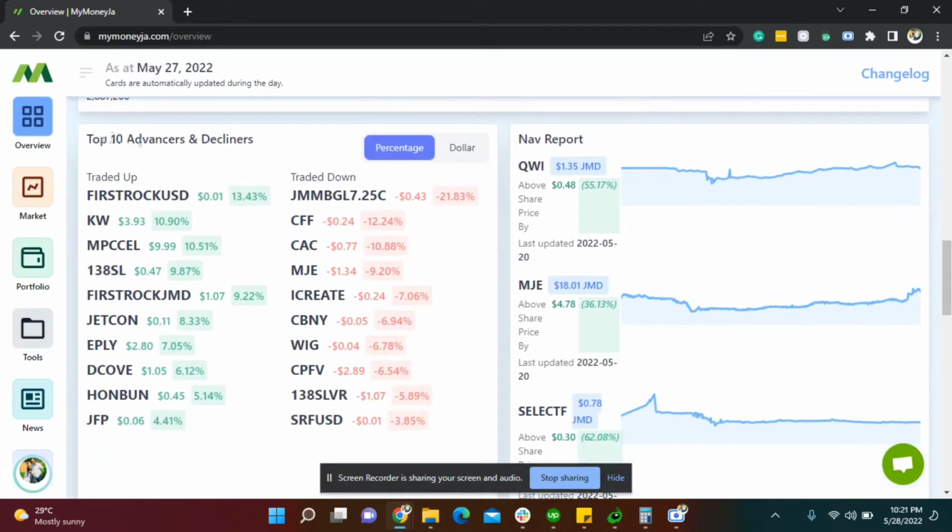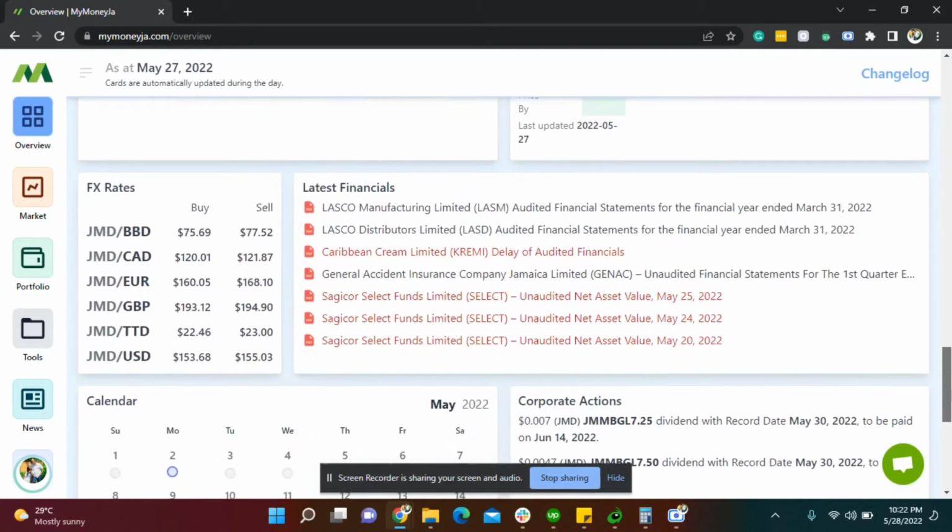Here we have the top 10 advancers and decliners. First Rock USD, this is a US equity, had the largest capital gain on May 27th, and GMMB 7.25 Preference share had the highest loss, a 21% loss in its value on the last day traded. So this is the overview page.